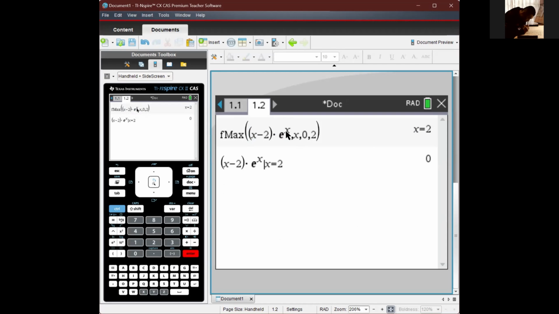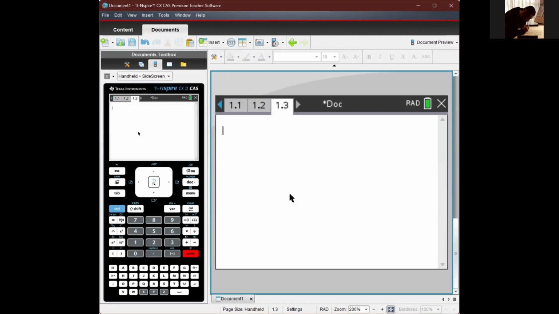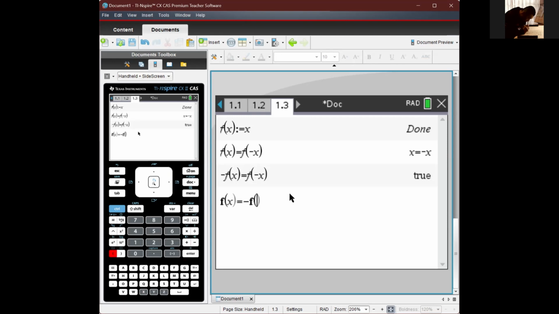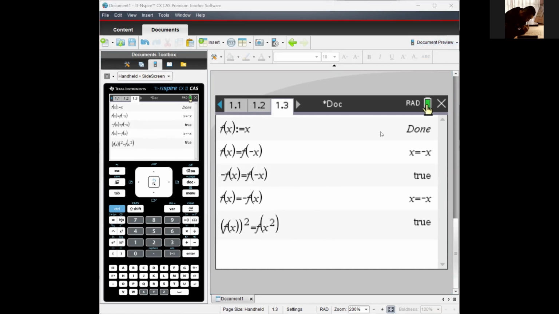Okay, next question. We are talking about this function, f of x equals x, and we can test each option. f of x equals f of minus x. This is not true. But minus f of x equals f of minus x. That is true. f of x equals minus f of x. That is not true. And f of x, whole thing squared, equals f of x squared. That is true. So there are two equations holding true. So option C, I suppose. Okay, we can move on to the next one.